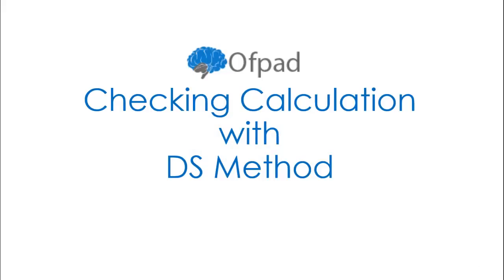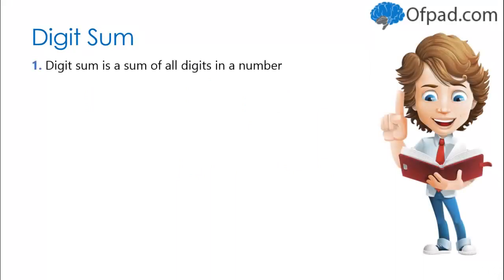In this video, we will cover the DS method to check your calculations. DS stands for digit sum. You will be able to check the answers of your addition, subtraction, multiplication and division problems quickly using this DS method. Digit sum is simply the sum of all digits in a number.